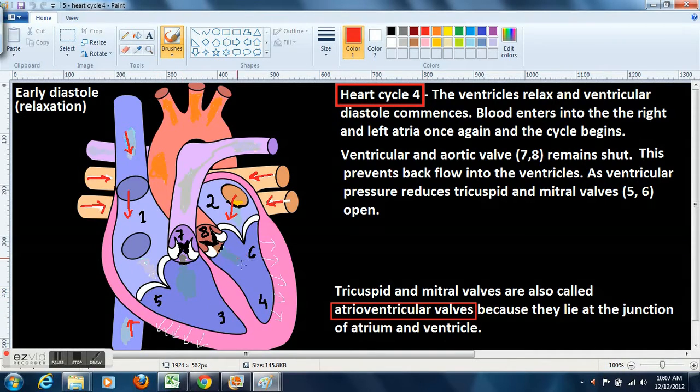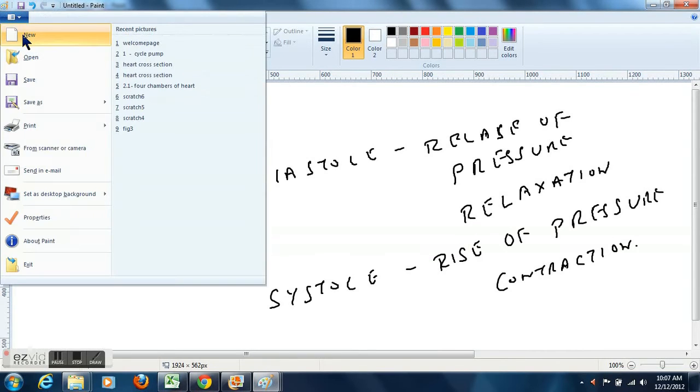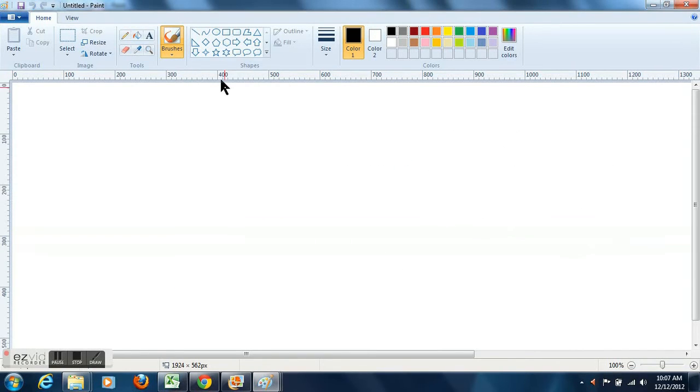Ventricular and aortic valve remains shut. Now 7 and 8 will remain shut, and this prevents backflow into the ventricles. If 7 and 8 remain shut, blood will not flow from the pulmonary artery or aorta into the ventricles.